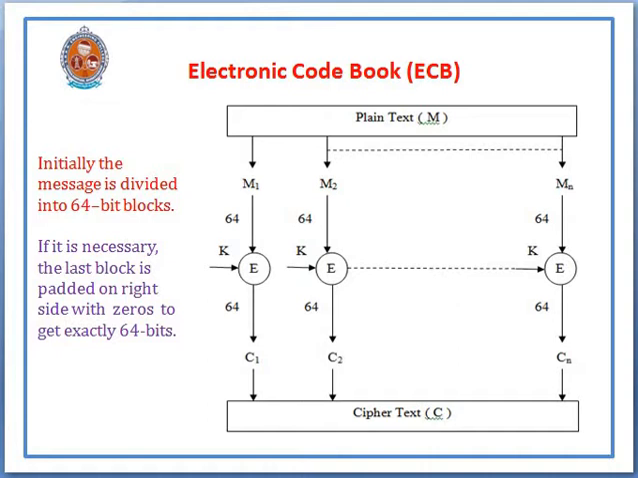Now this is the electronic codebook. Initially the message is divided into 64-bit blocks. If necessary, the last block is padded on the right hand side with zeros to get exactly 64 bits in each block. In the diagram, we observe that M1, M2 and so on Mn are the plaintext blocks, each of length 64 bits.